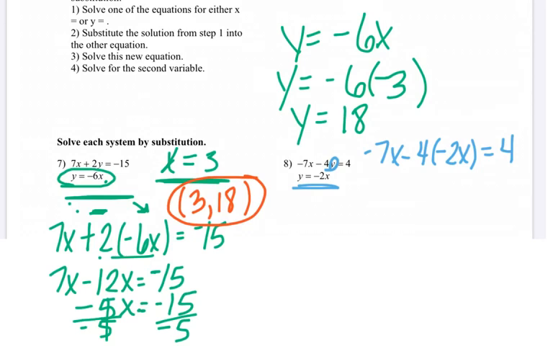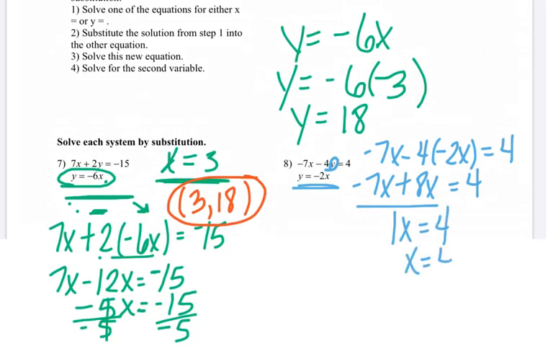All right, from there, we just solve our equation. So we have negative 7x plus 8x equals 4. And then, again, we just combine like terms. So negative 7x plus 8x is 1x, my bad, guys. So 1x equals 4, which can be made prettier into just x equals 4.